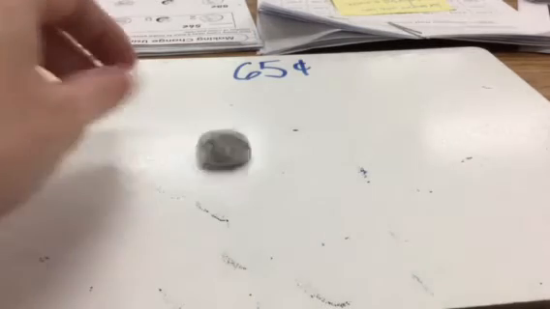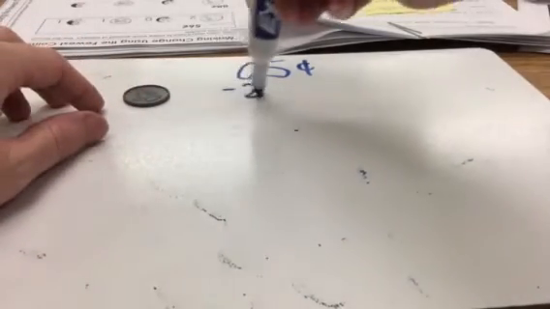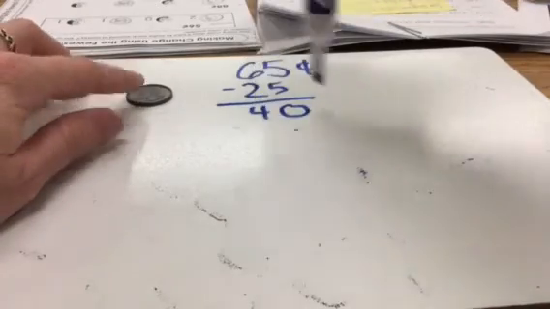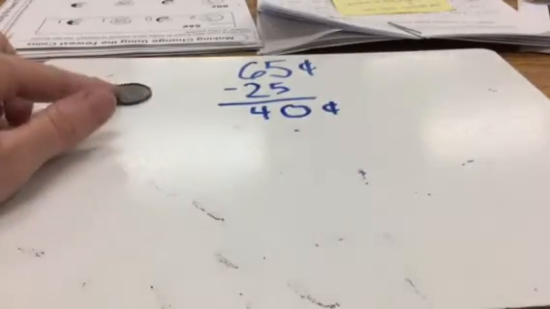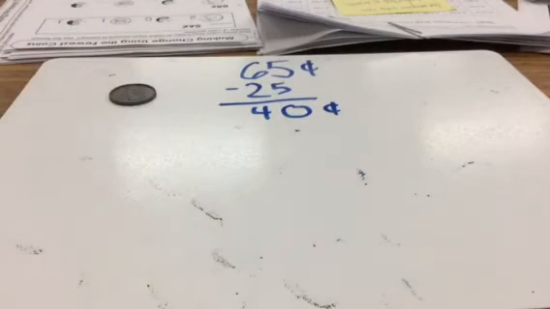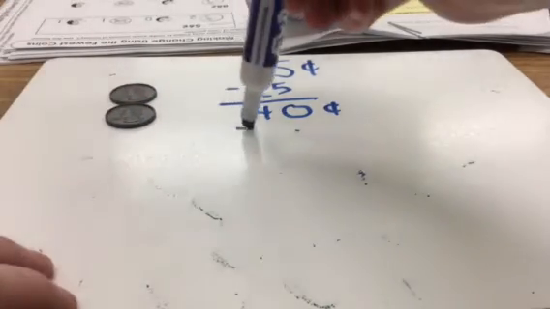So if I have 65, can I use a quarter? I certainly can. I'm going to take off 25 cents, and I'm left with 40 cents. So far I have used 1 quarter and I have 40 cents left to go. If I have 40 cents, could I use another quarter? Well, sure. A quarter is only 25.